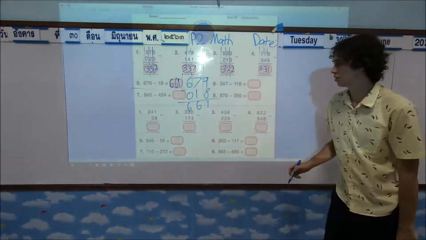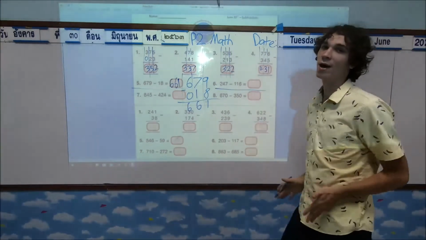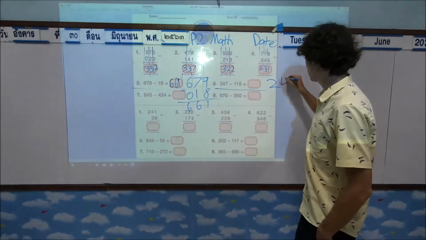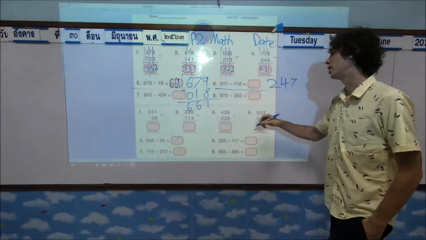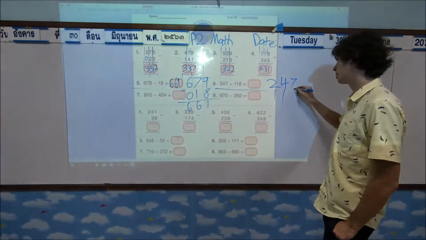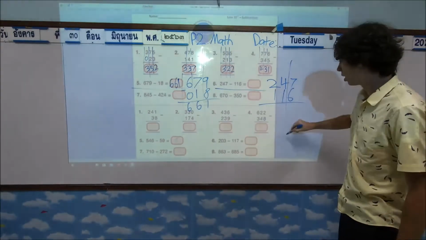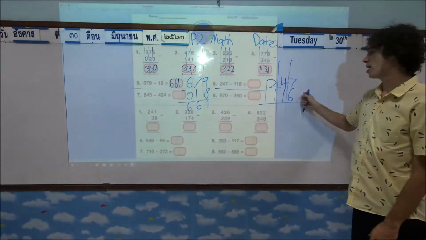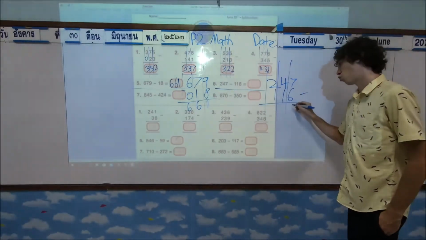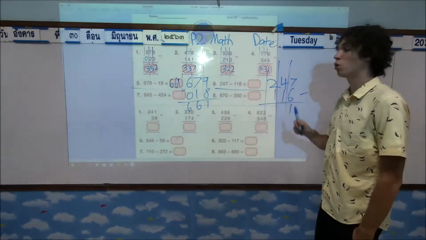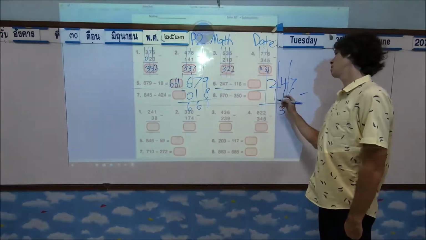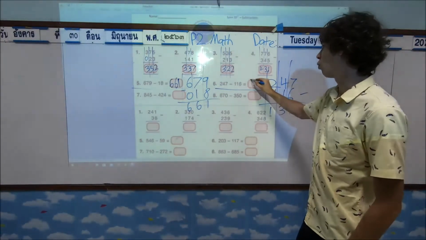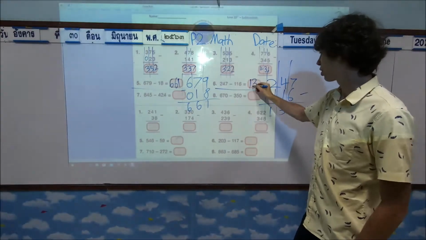Okay, number 6. I want to write it up and down again. It will make it easy. 247 minus 116. Ones, tens, hundreds were all lined up. 7 minus 6, 1. 4 minus 1, 3. 2 minus 1 is 1. So I have 131.